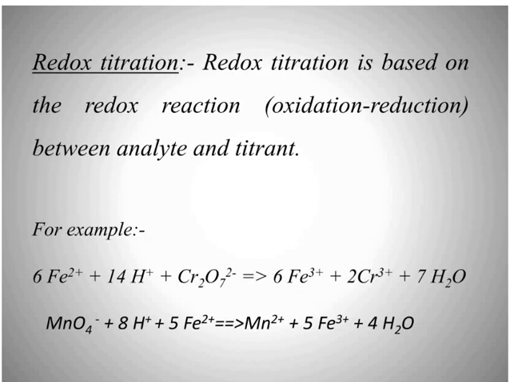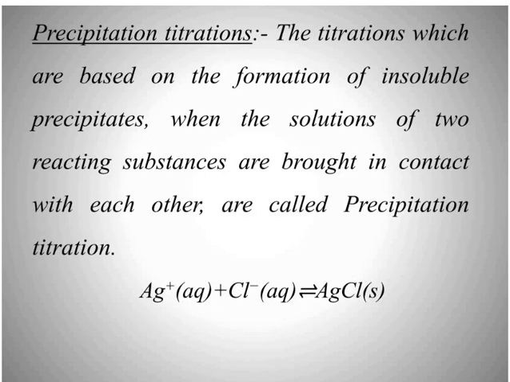So, redox titration. A redox titration is based on the redox reaction, oxidation reduction, between analyte and titrant. You can see here Fe2+ converted into Fe3+. What will happen? Oxidation occurs. Here chromium is converted to chromium 3+, reduction occurs. So these are the redox reactions.